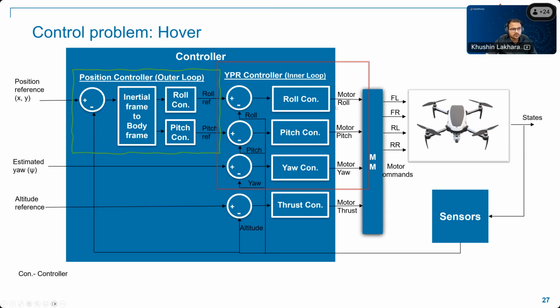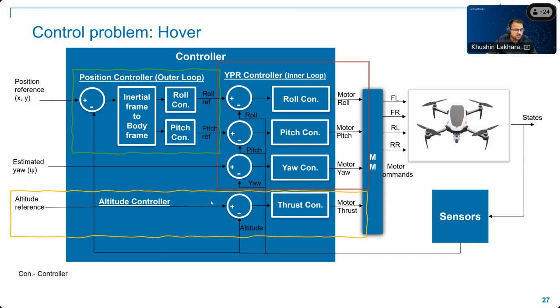We also have this YPR controller, which is known as the inner loop controller, and this inner loop controller helps us maintain the orientation of our vehicle. Along with that, we have the altitude controller, which takes care of maintaining the altitude of the vehicle at the reference altitude. All these controllers we talked about help us control our vehicle at the given position and in the given orientation.